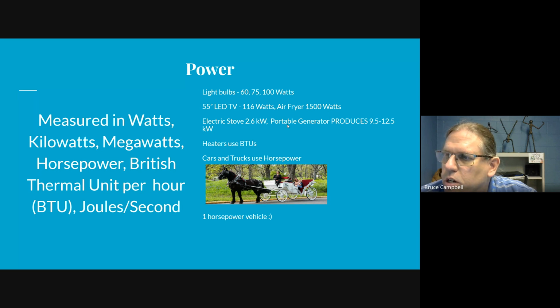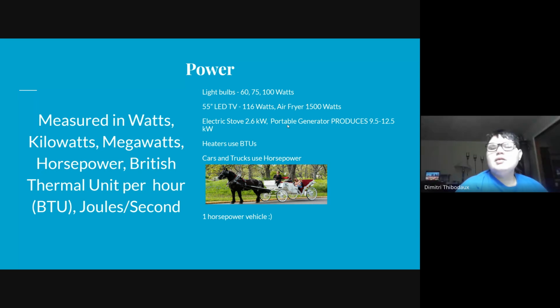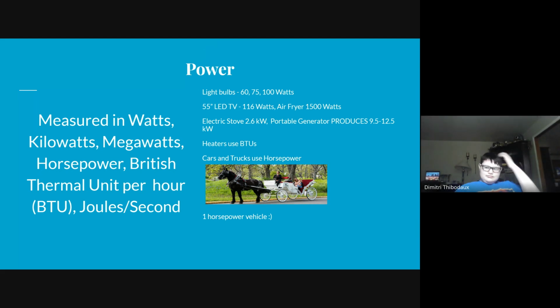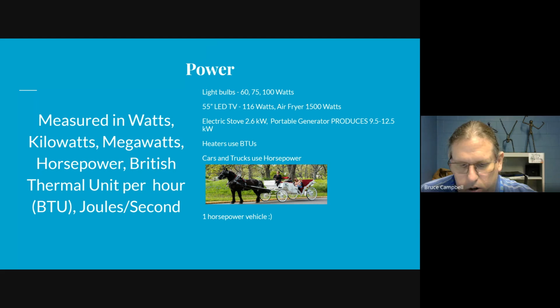Dimitri, what's your favorite sports car? A Camaro. The horsepower of a Camaro: the 2024 Chevy Camaro has 335 to 650 horsepower, right? That means how much power the engine produces.